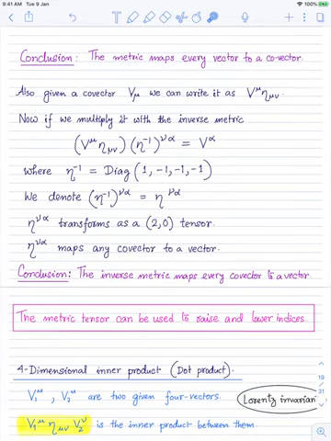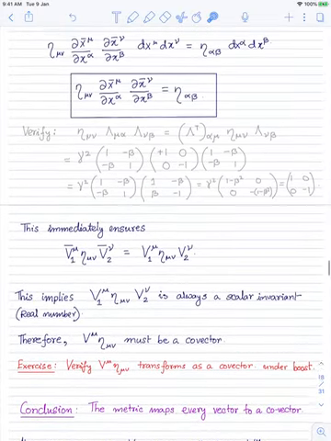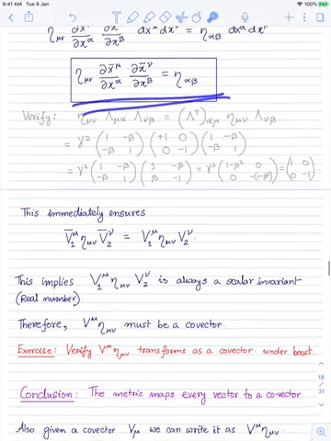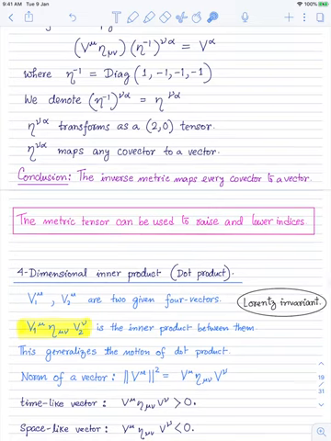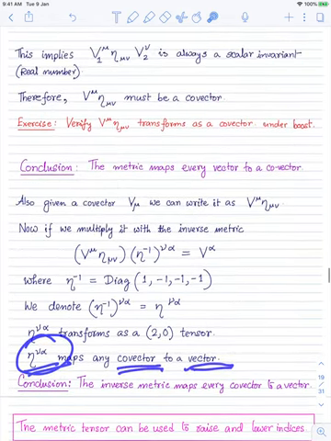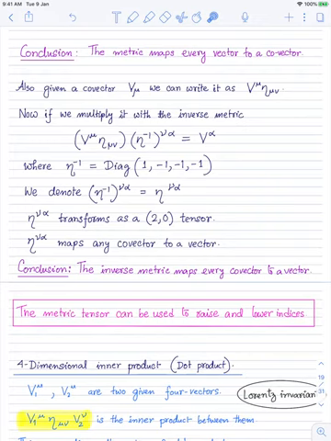You can also check that this object transforms as a (2,0) tensor. The metric transforms as a (0,2) tensor, and the inverse transforms as a (2,0) tensor. This follows from the properties of this eta. You can check that. So the inverse metric maps a covector to a vector. A vector is mapped to a covector by eta lower, and a covector is mapped to a vector by eta upper.